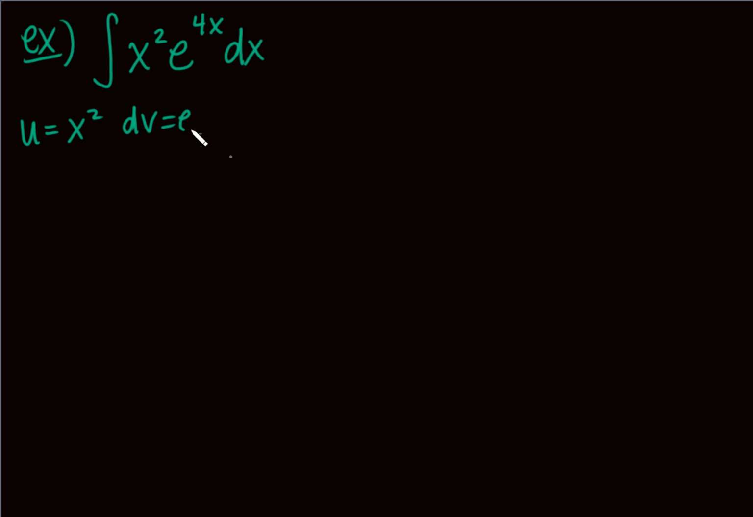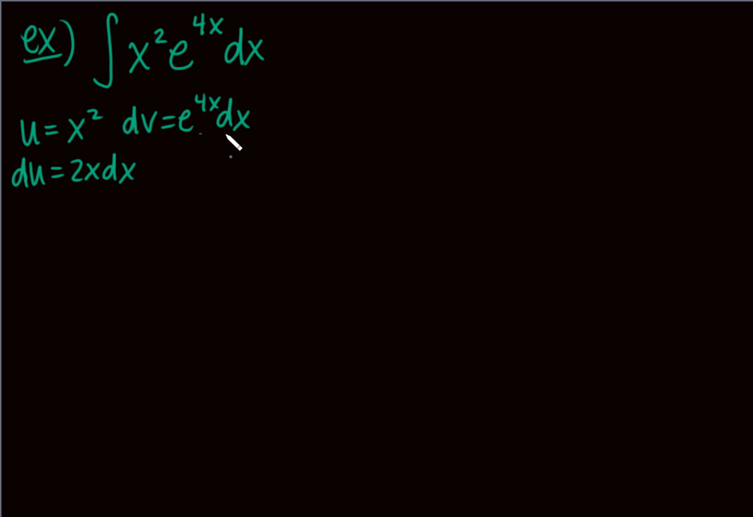Okay, one more example. How about the integral of x squared e to the 4x dx? All right, I'm just going to show you how to do this. So I'm going to let u equal x squared. That leaves dv to be e to the 4x dx. du then in this case is 2x dx, right?